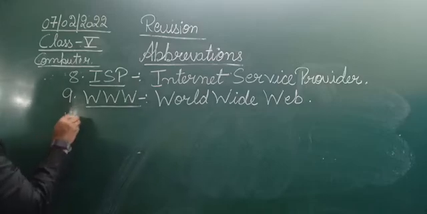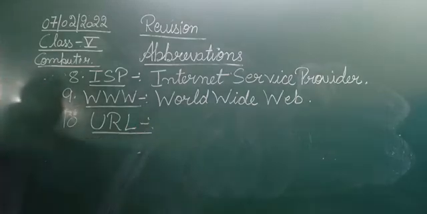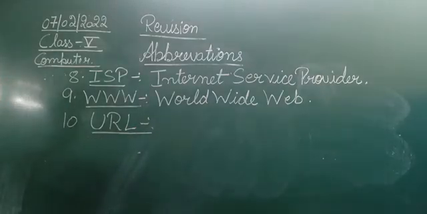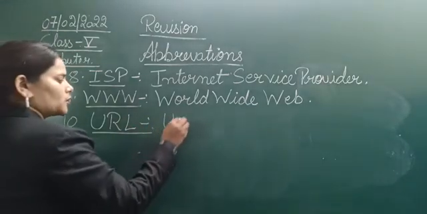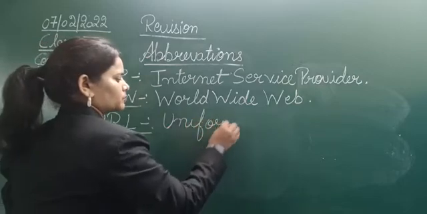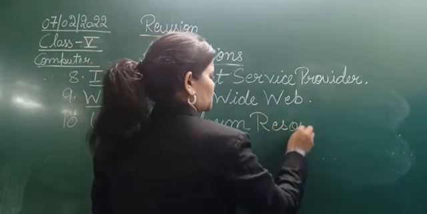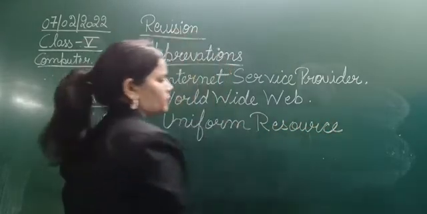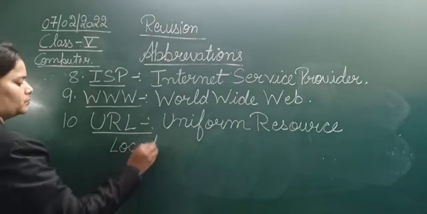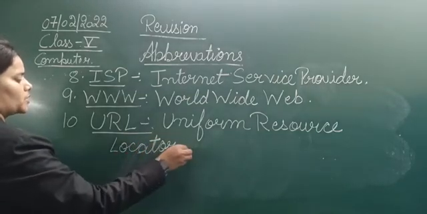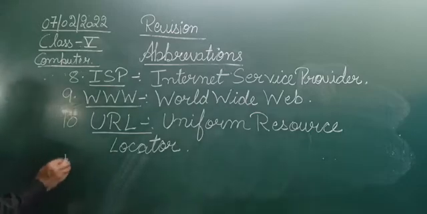Next, the 10th one, URL. What is the full form of URL? The full form, or the abbreviation, for URL is Uniform Resource Locator. This is the full form of URL, that is Uniform Resource Locator.